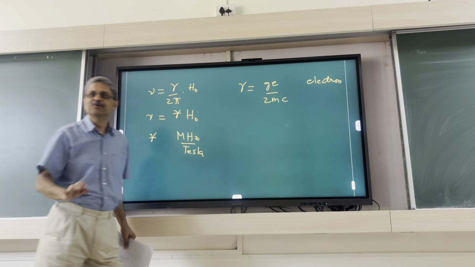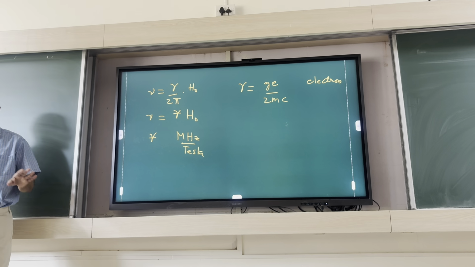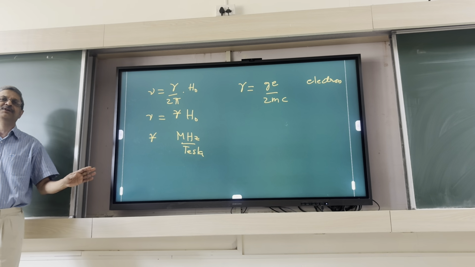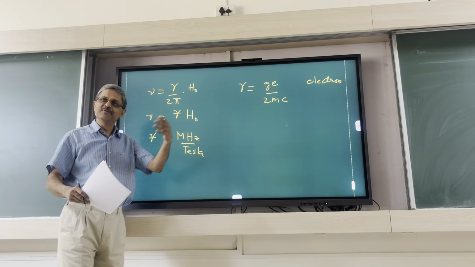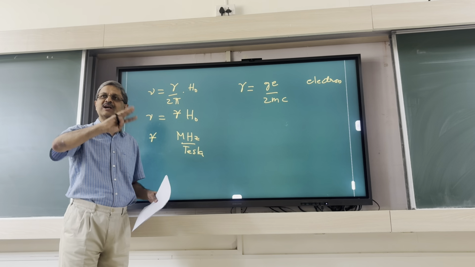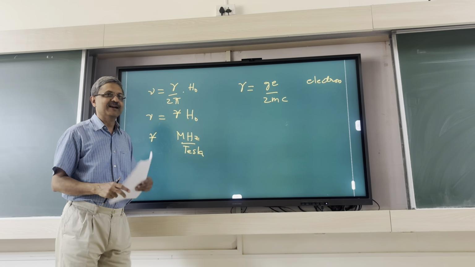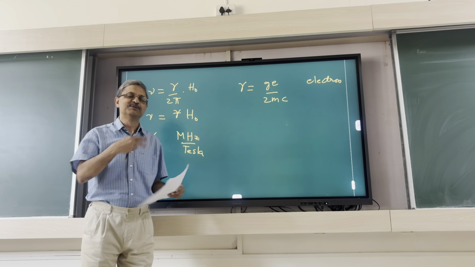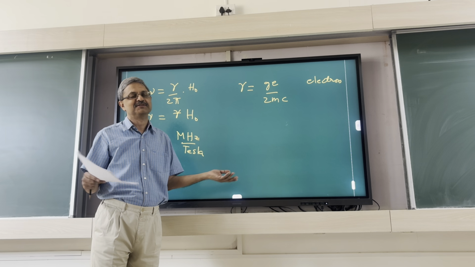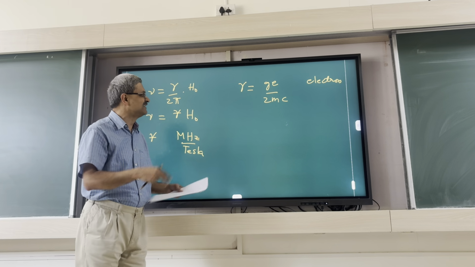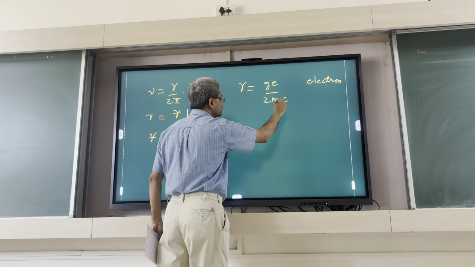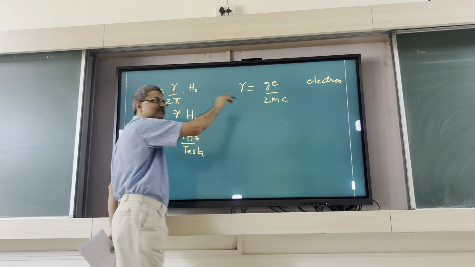Again, people use Gaussian and MKS units interchangeably. In magnetism literature, most of us still continue to use Gaussian units because they are very convenient in many places. There is no mu naught, epsilon naught to worry about. And anyway, in high energy physics, ultimately people say h bar is 1, c is 1, everything is 1. So all that is incidental. So anyway, this one is with Gaussian, and without the c is with MKS.